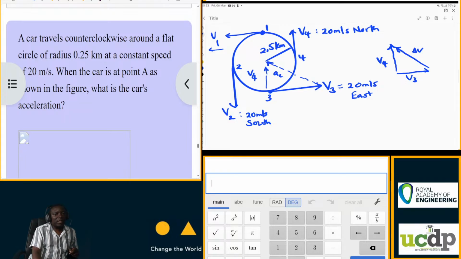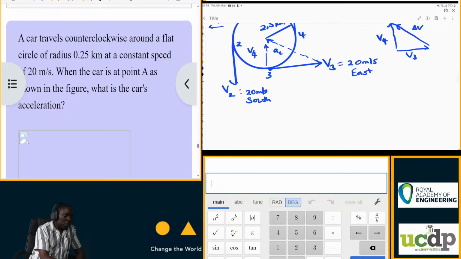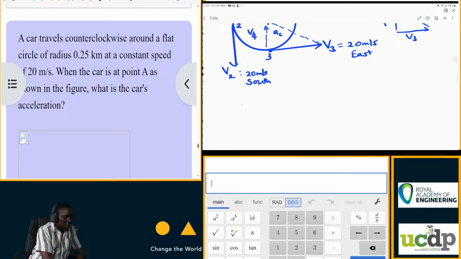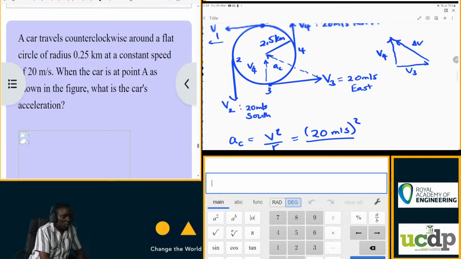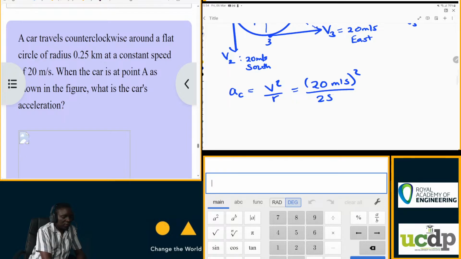Anyway, what does the question want us to find? We need to find this acceleration. So how do we find acceleration for this body? Centripetal acceleration is v squared over r. So this is 20 meters per second squared over 2.5 kilometers, which is 2,500 meters.